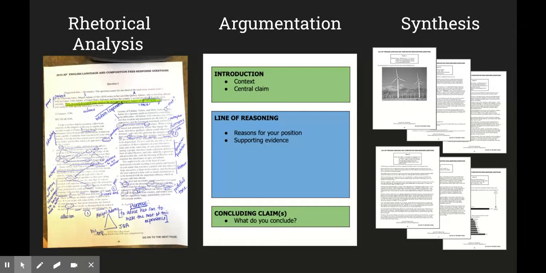Argumentation is, as you know, taking a position on an issue, offering a thesis or central claim, supporting it with a line of reasoning, and then telling us what you conclude. And the synthesis involves, on the AP exam, they're going to give you 6 sources. That's a snapshot of what they might look like. So they're generally about a page each. You're going to get a range of perspectives on a topic. Your job is to read that range, form a well-considered perspective, and then write an argument of your own in which you cite at least 3 of those sources in support of your line of reasoning.